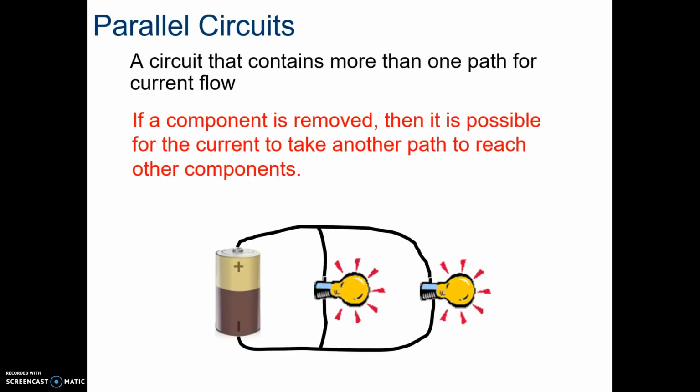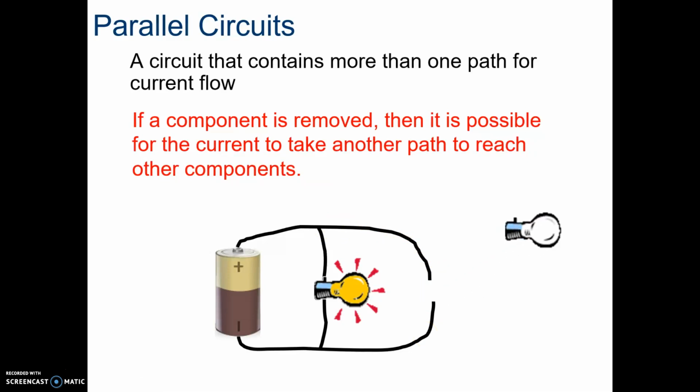Parallel circuits now, let's look at those. It's a little bit different. Remember, it contains more than one path for current to flow. If a component is removed, then it's possible for the current to take another path to reach the other component. So right now we see two light bulbs in parallel. If we think about our conventional current going from positive to negative, the electrons could flow through the first light bulb this way, or they could also flow through the second light bulb this way.